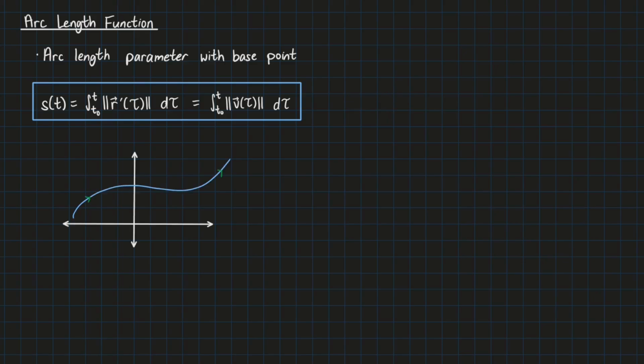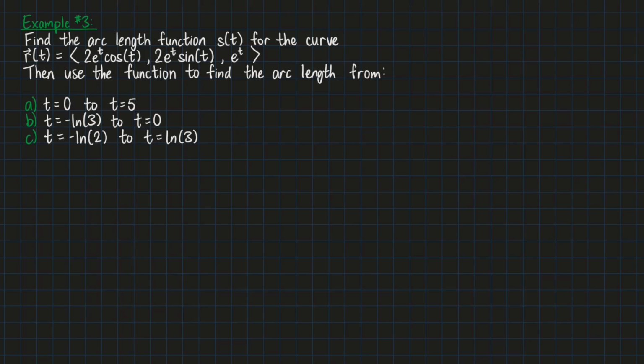If you notice, this is an accumulation function. If we start at a point, s tells us how much distance we travel along the curve. Now let's do an example with that. Find the arc length function s of t for the curve r of t equals 2 times e to the t times cosine of t, 2 times e to the t times sine of t, e to the t.